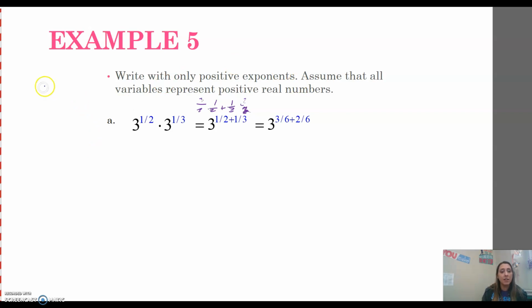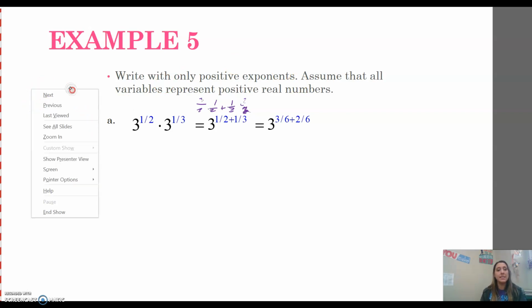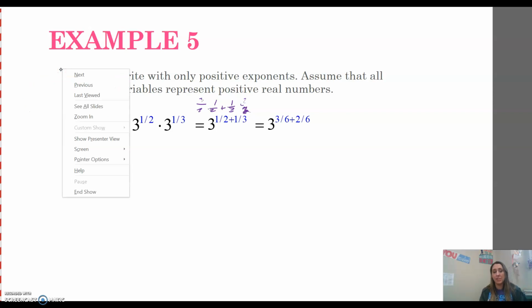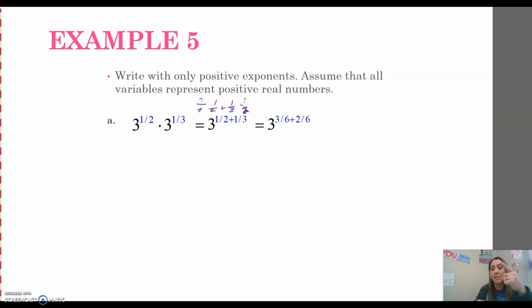Now the question I got a lot was, why don't we multiply the 3's? And that's because it's not 3 times 3. So my pen's just not going to work. I don't know what's going on. It's not 3 times 3. So if we did x times x, we would end up with x squared, right?